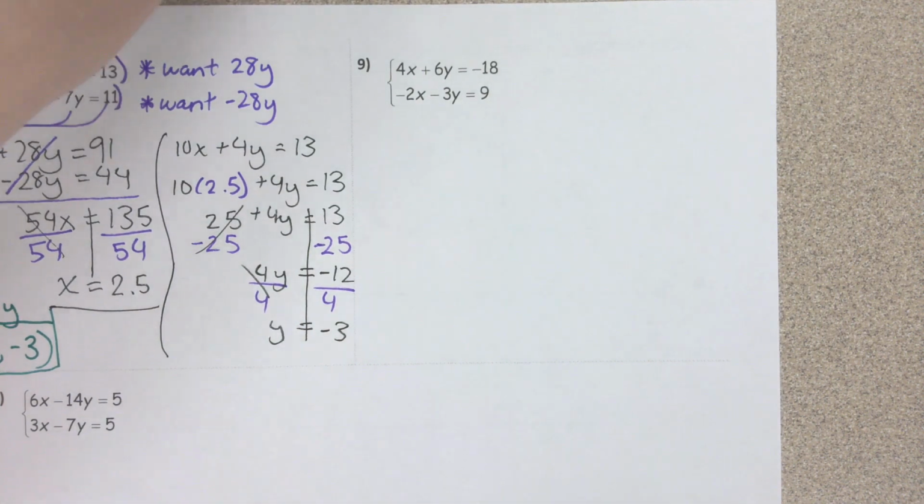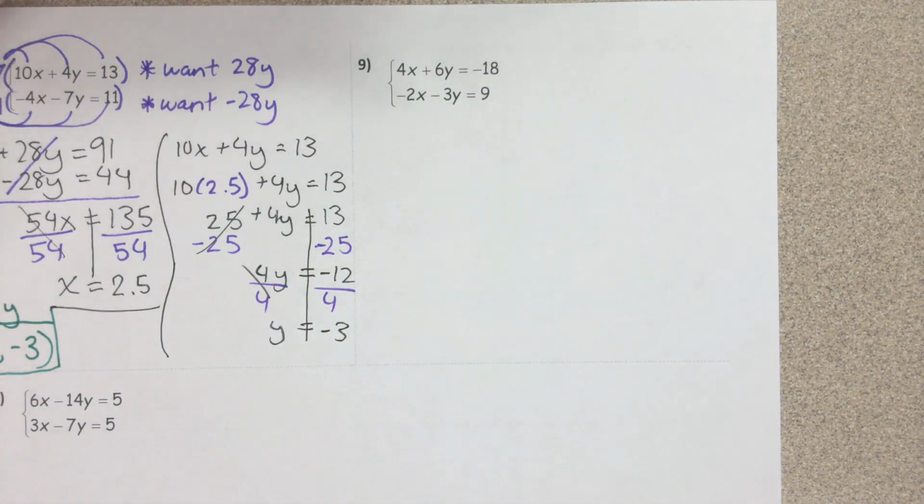2 more. Number 9, we have 4x plus 6y equals negative 18, and we have negative 2x minus 3y equals 9. Now, you can do this a couple different ways. First off, we can do the old-fashioned way where we multiply by each other's numbers. Let's take a look here.